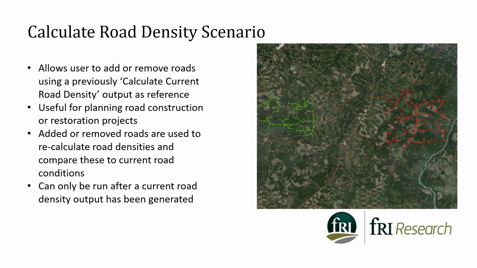So we've gone through our calculate current road density tool. Now let's go through our calculate road density scenario tool. This tool allows users to add or remove roads using a previous calculate current road density output as reference. It is useful for planning road construction or restoration projects, and added or removed roads are used to recalculate road densities and compare these to current road conditions. This can only be run after a current road density output has been previously generated.